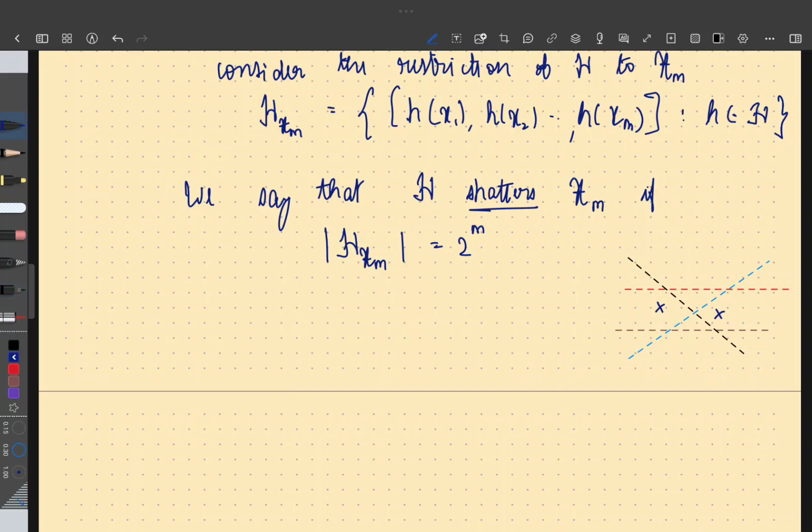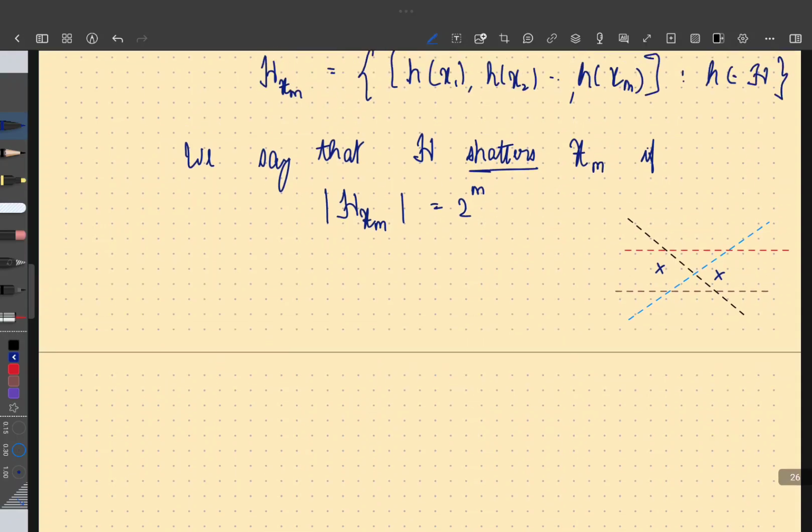So this is what it means to shatter. Basically, it can produce all possible labelings, all combinations of labelings of this particular set. Or equally, say that for any binary classification, you can find the separator. Not really. So we're trying to find out how rich the description is. Right? How many different possible labelings can we generate for this set using the hypothesis class? Okay.